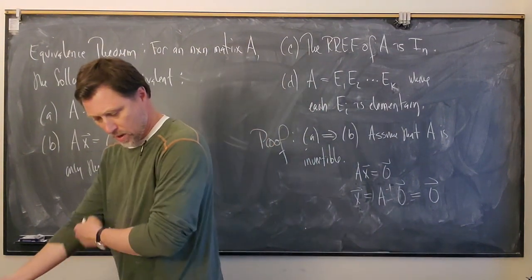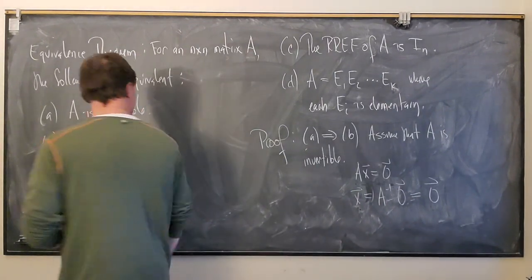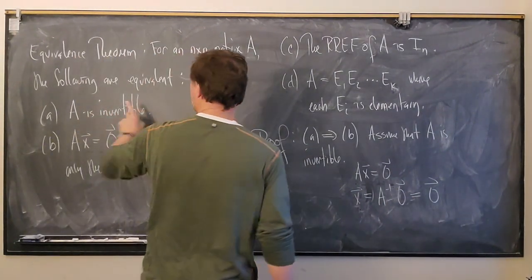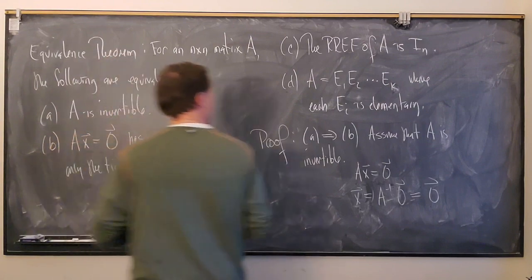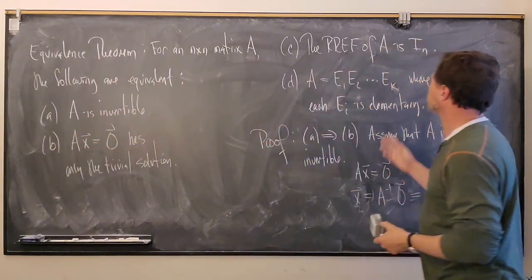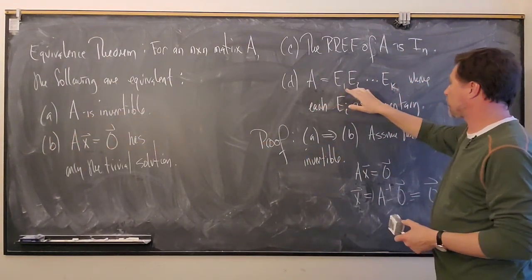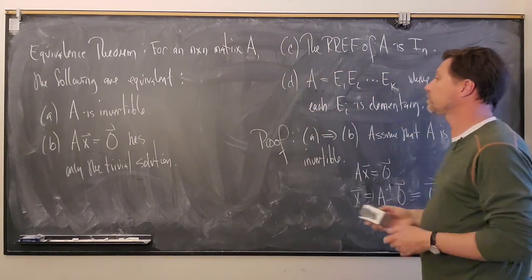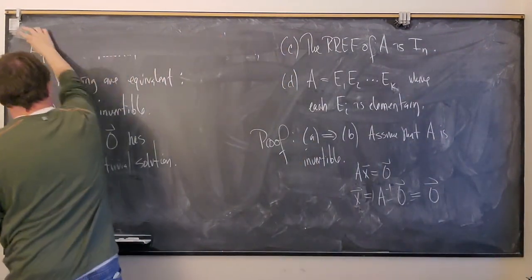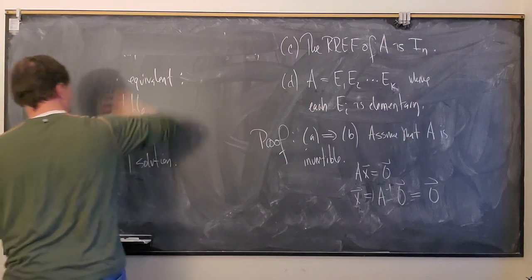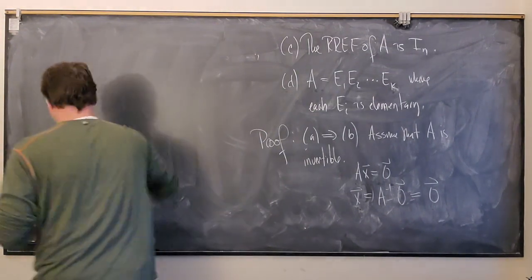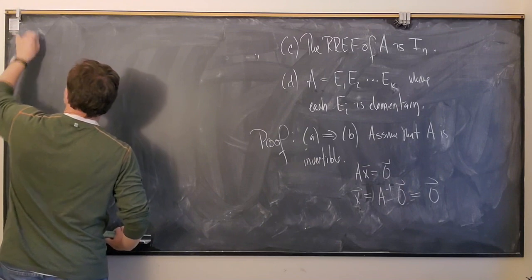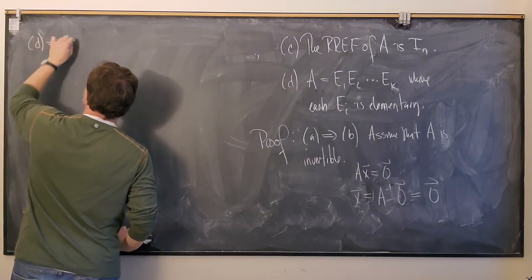I also want to prove one more part. I'm going to show that if D is true, then part A has to be true. So I'm going to show that if we have A expressed as a product of elementary matrices, then A has to be invertible. All right, so I need a little room here. So we're going to now prove that D implies A.